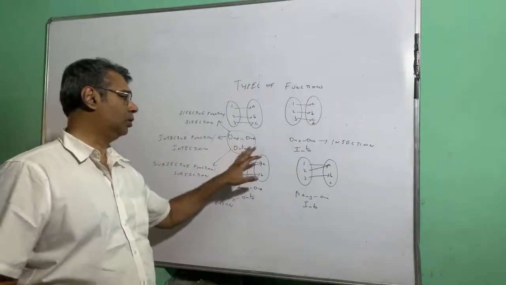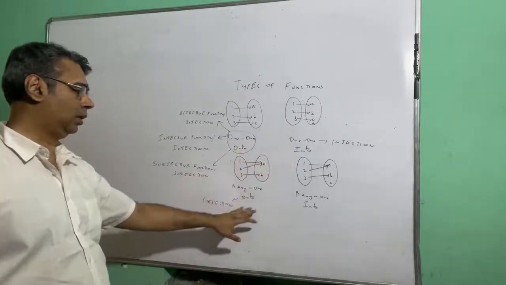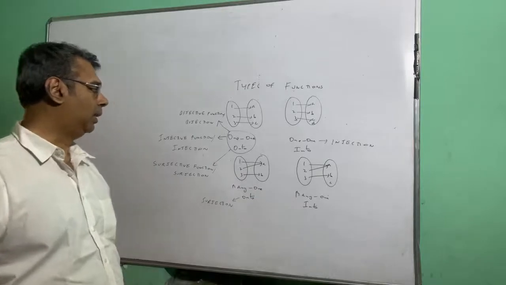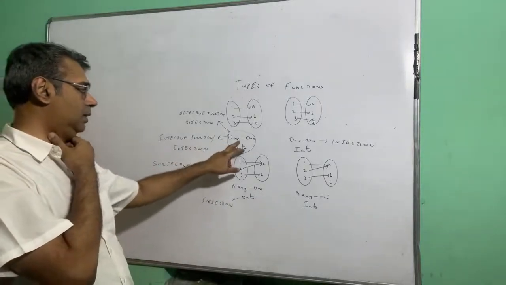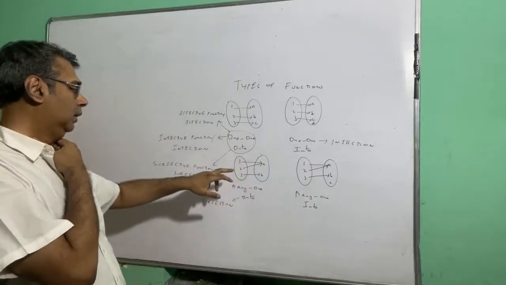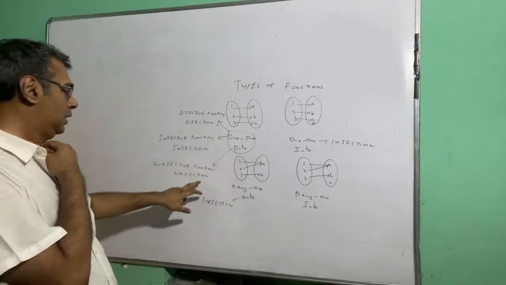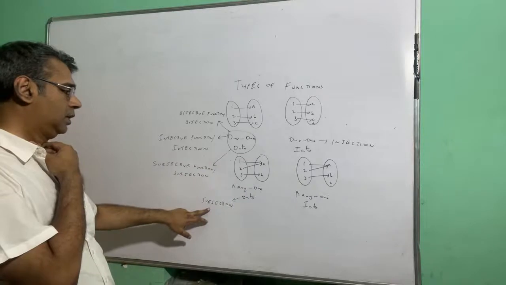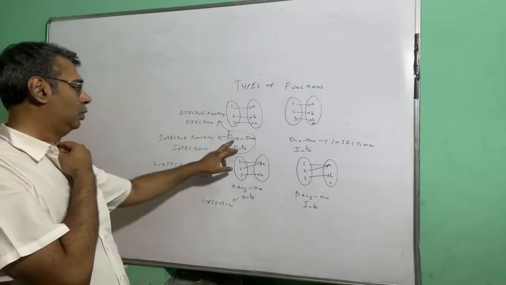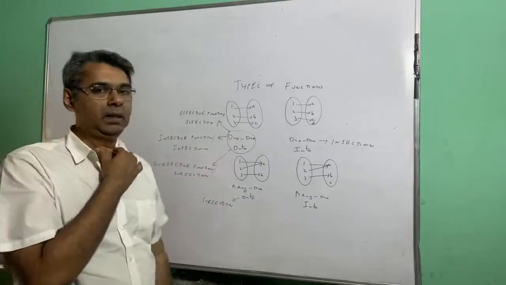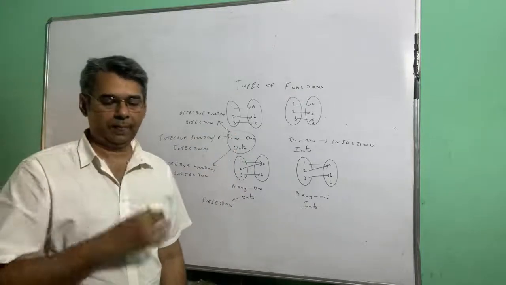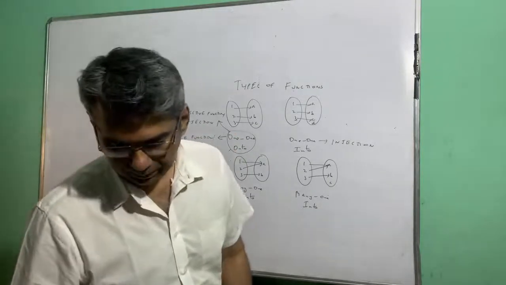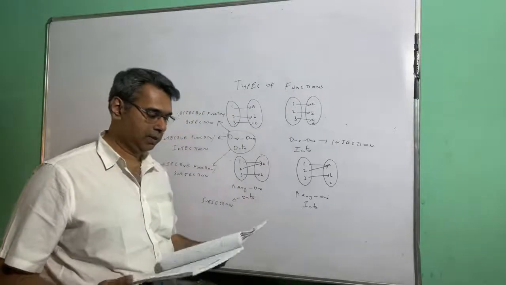1 to 1 onto, 1 to 1 into, many to 1 onto, and many to 1 into. Among them, those which are 1 to 1 are called injection. Like this is injection, this is injection. Those which are onto are called surjection. So this is surjection, this is surjection. And those which are both 1 to 1 as well as onto are called bijection. Like for example, this function is bijection, right? So this is the topic, types of functions.